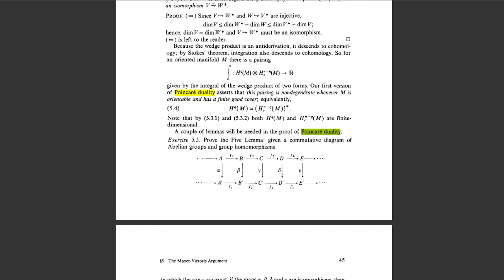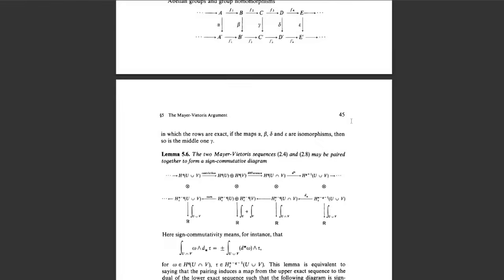So, if your pairing is degenerate whenever the manifold is orientable and has a finite cover, it doesn't matter what your n is, right? For an orientable manifold of dimension n, they are isomorphic to each other, right? And so it's a non-degenerate pairing. So you have a profound symmetry in the topological structure of smooth manifolds themselves. That's a super important thing to realize. So that's why I was taking so long to ensure that.